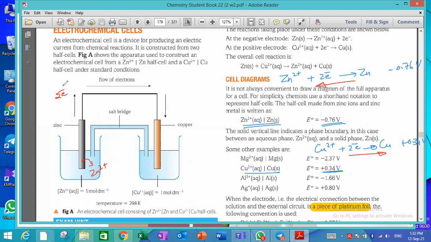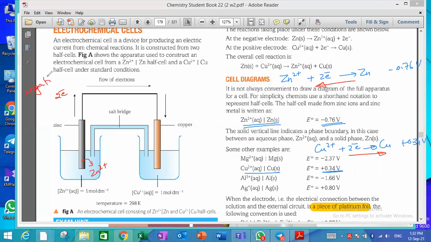So this means that we call this the electrode where electrons come out of it the negative electrode, because electrons are coming out of it. We call it the anode. The anode here is the negative electrode in electrochemical cells, and the copper is the positive electrode because it will accept the electrons. It is the positive electrode, and we call it the cathode. It is opposite to electrolysis. Here, the electrode where electrons come out of it is called the negative electrode, and it is the anode, but the electrode that accepts electrons is the positive electrode, or we call it the cathode.